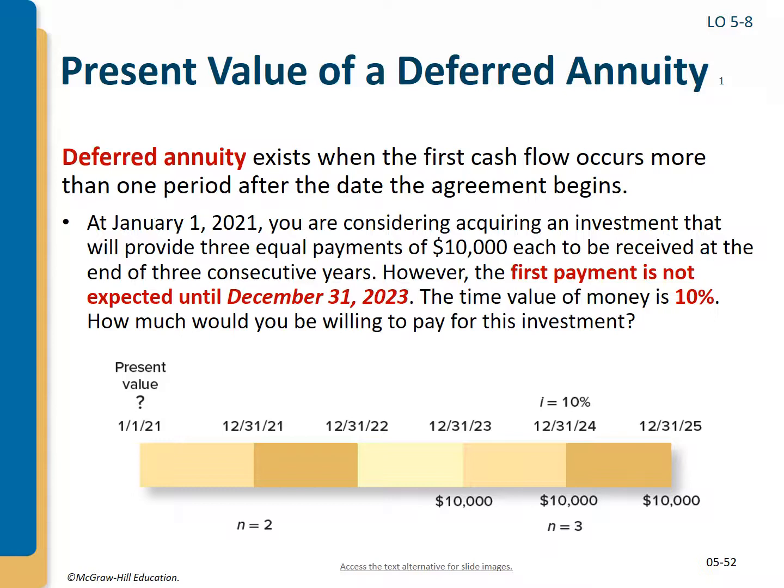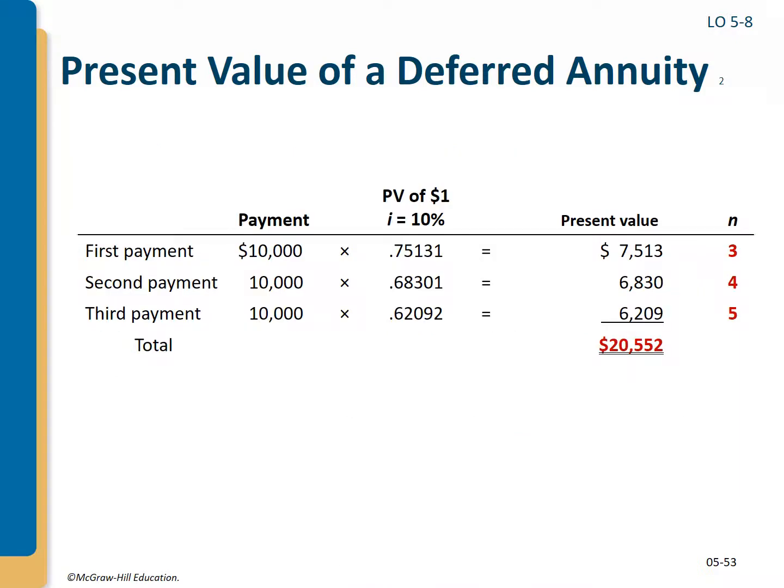So there's a picture of what they just depicted. We want to know, what do you pay on 1/1 of 21 to have the ability to get $10,000 beginning at the end of 2023, 2024, 2025. So what we need to calculate first is the present value of the annuity payments.